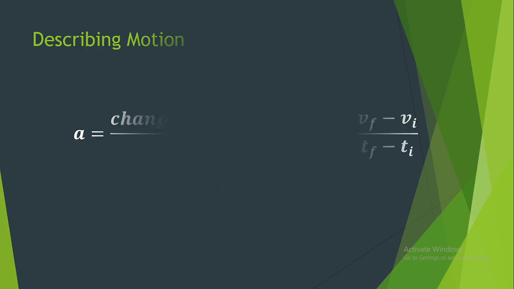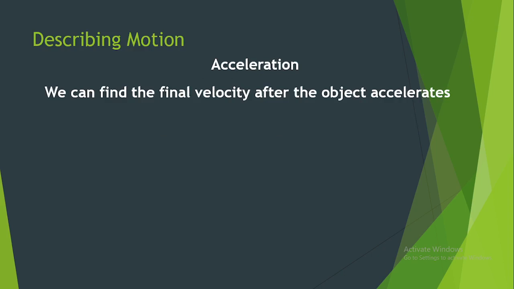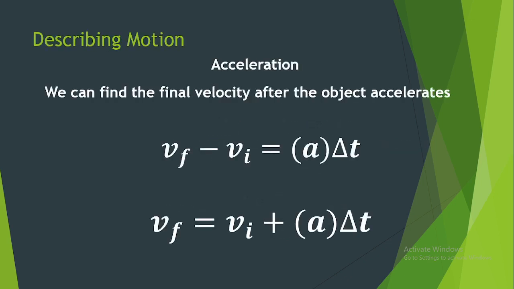From equation 5, we can try to find the final velocity after the object has undergone acceleration. We cross-multiply delta t to the left-hand side of the equation, giving us a times delta t is equal to final velocity minus initial velocity. We can solve for the final velocity and it is equal to v sub f is equal to v sub i plus a times t. This is our equation 6.